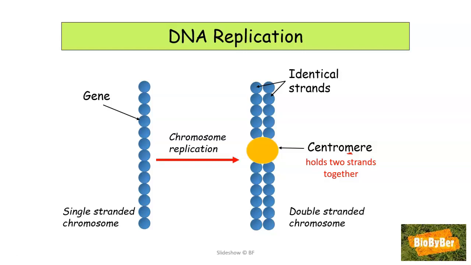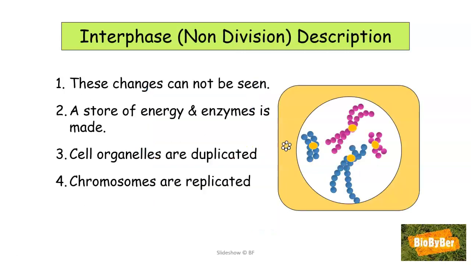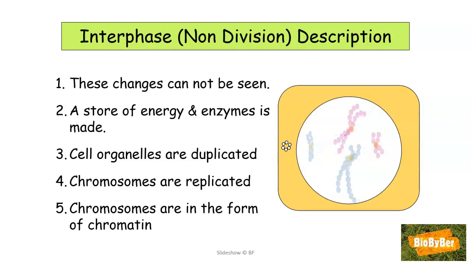Now, of course, this goes on in interphase, as we have just said, but you can't see these changes. You cannot see the chromosomes being replicated because the chromosomes are in the form of chromatin, long, thin threads. IN in chromatin, IN in interphase, and IN in the word invisible. Don't forget, the cell is actually very active, but the changes cannot be seen. They are invisible.